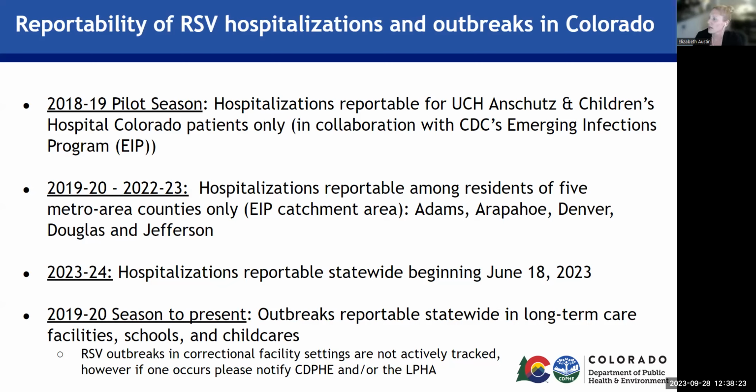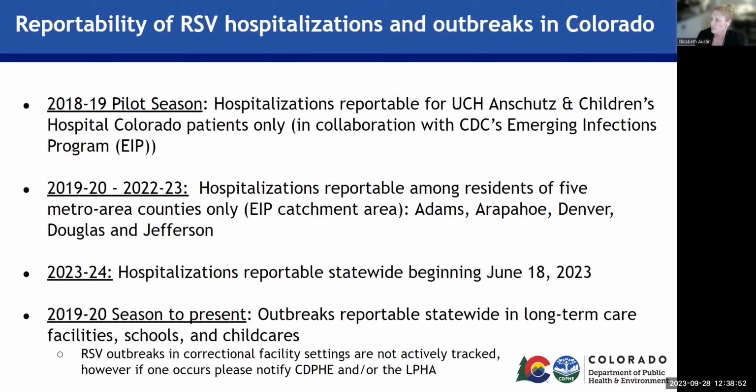Again, that is Adams, Arapahoe, Denver, Douglas, and Jefferson. And that is how reportability has been up until the end of this past season. So beginning on June 18th of 2023, hospitalizations became reportable statewide in Colorado. And so we're looking at data not only from the 5 Denver metro area counties, but all counties across the state.